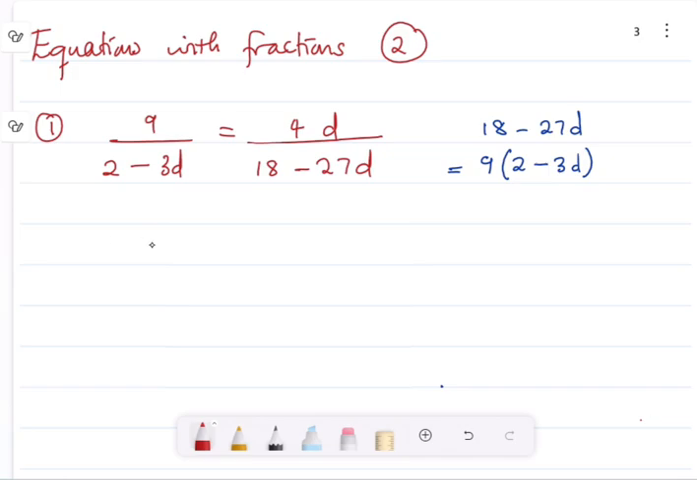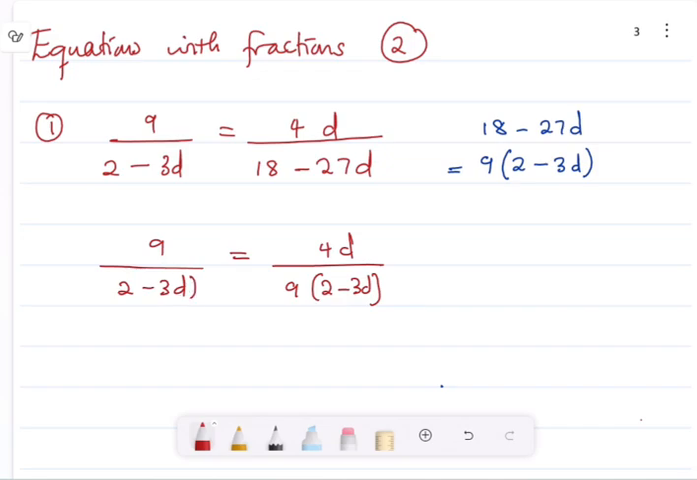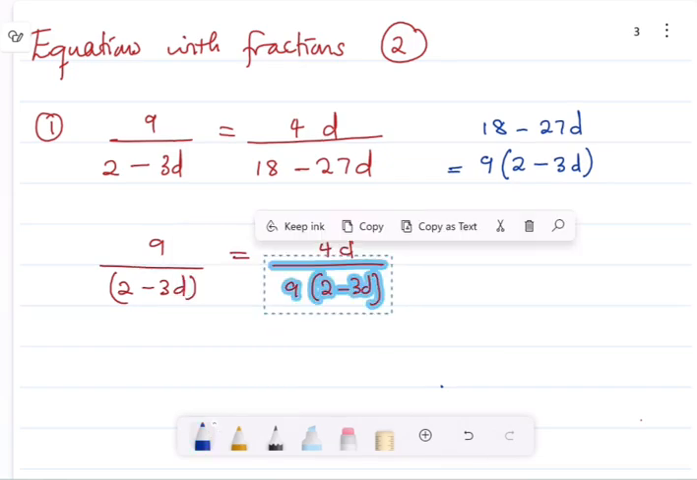It means we have what? 9 over 2 minus 3d being equal to 4d over 9 open bracket 2 minus 3d. Now, once we have similar brackets like this on one fraction and another, it means you're just going to take one of those brackets, okay? So our common denominator is probably this whole denominator here. This is our common denominator. Are we clear? Right, sorry about that. I don't need to write that.